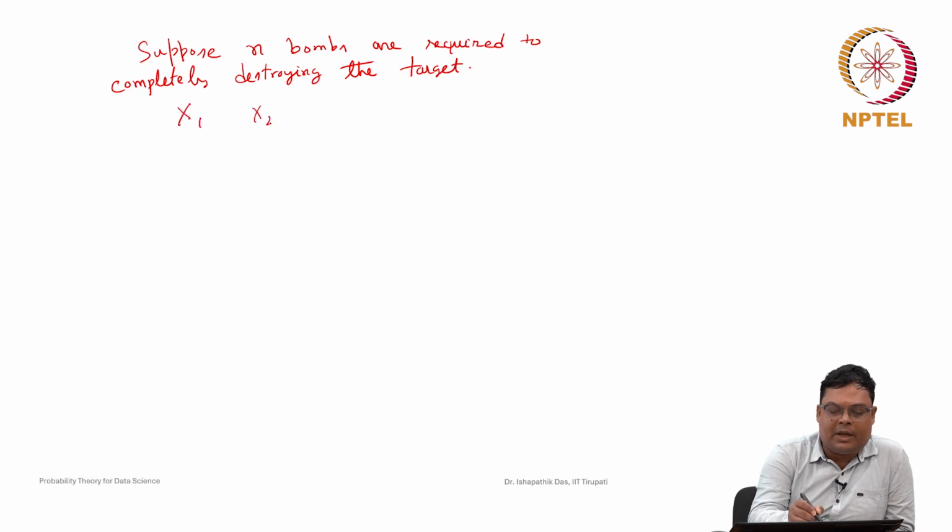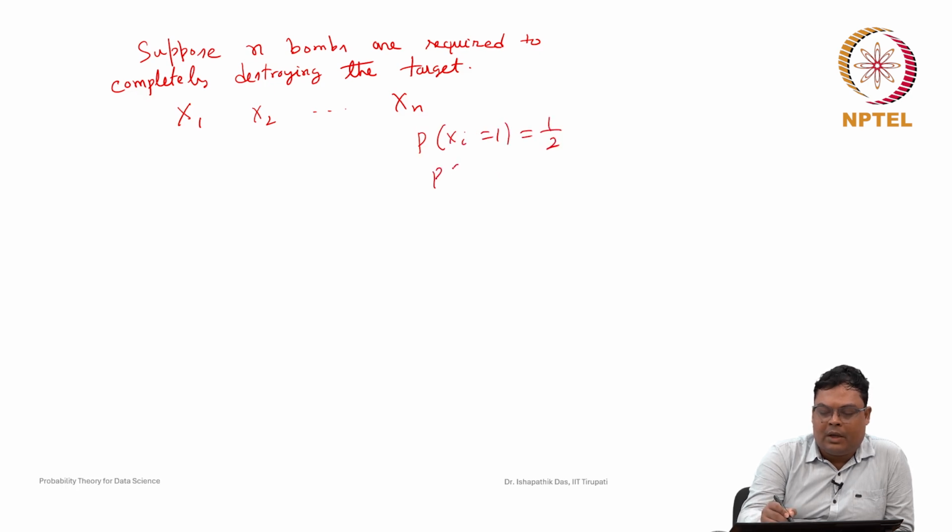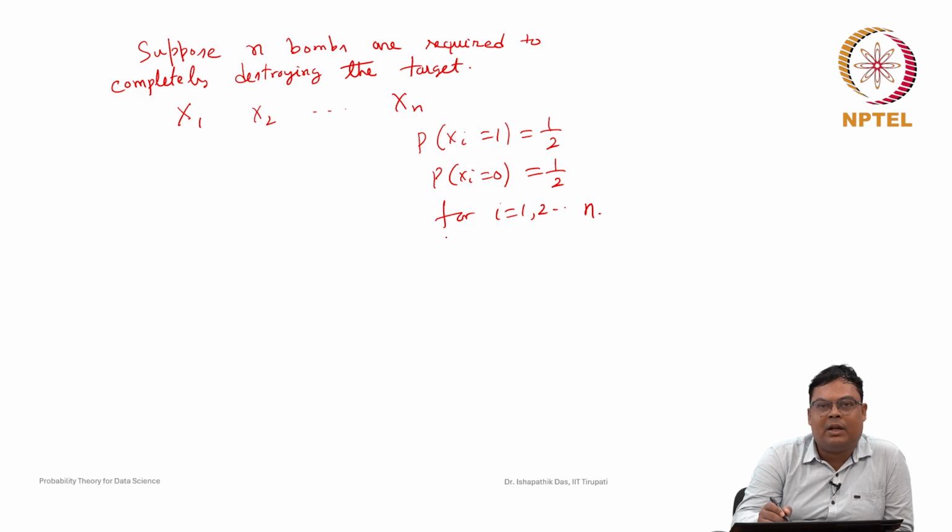It can be represented by X1, X2, ..., Xn. Each Xi is defined such that there is a 50% chance that it strikes the target, which is equal to half, for i equal to 1 to n. As we discussed earlier, these are all Bernoulli distributions, independently and identically distributed random variables, and all have the same probability mass function.